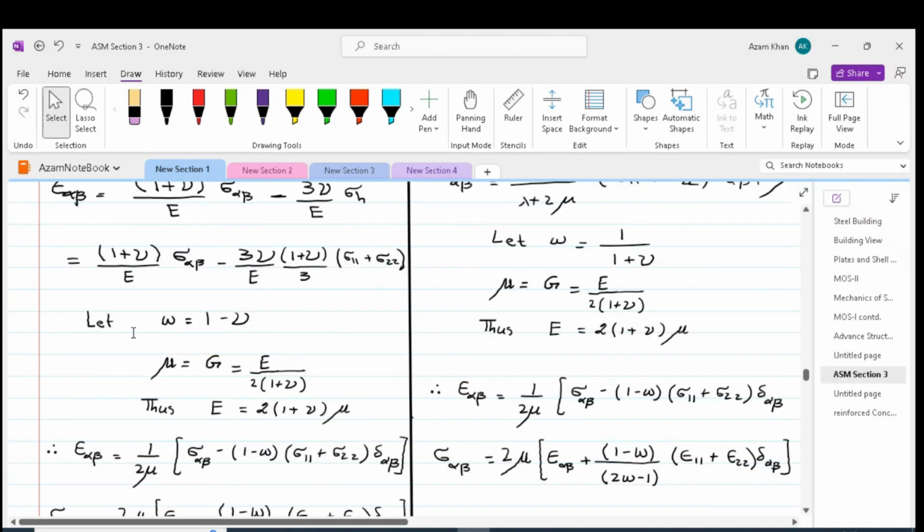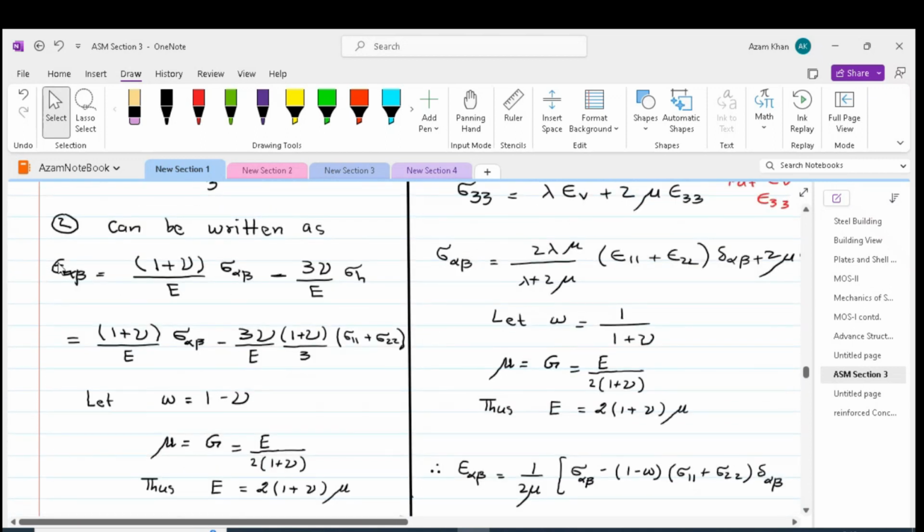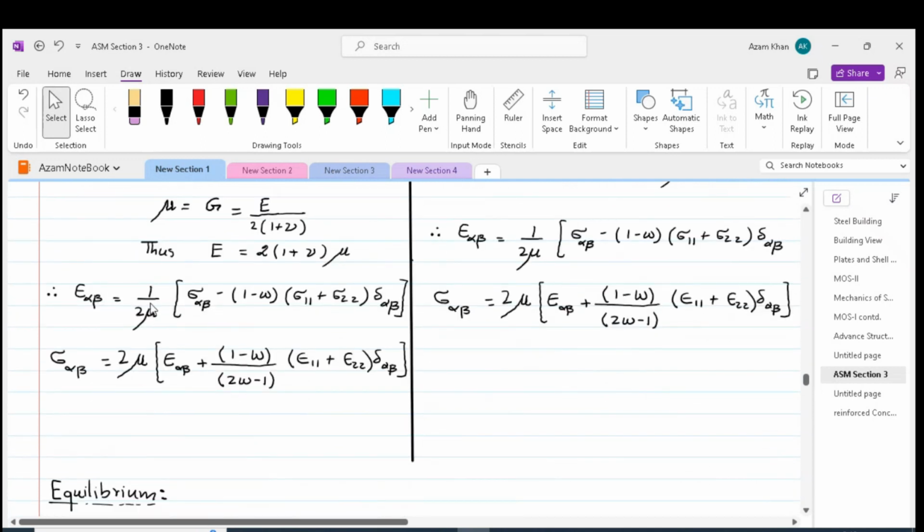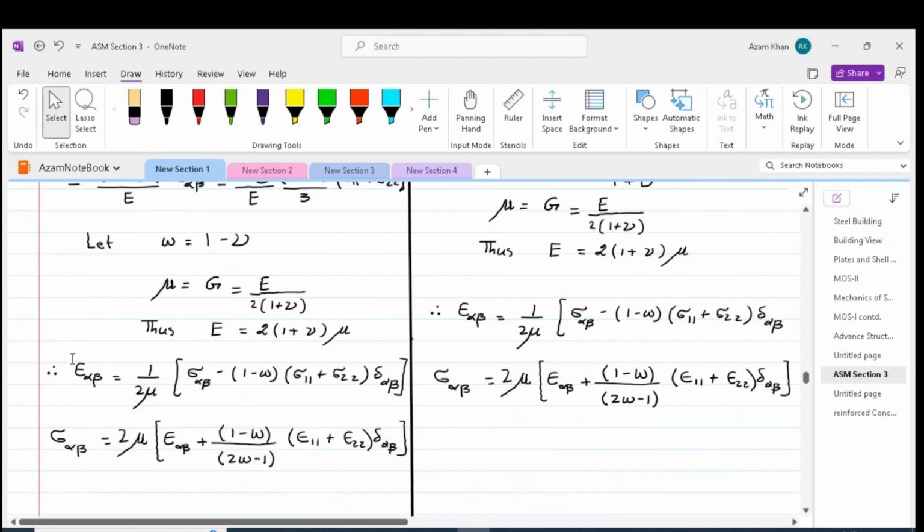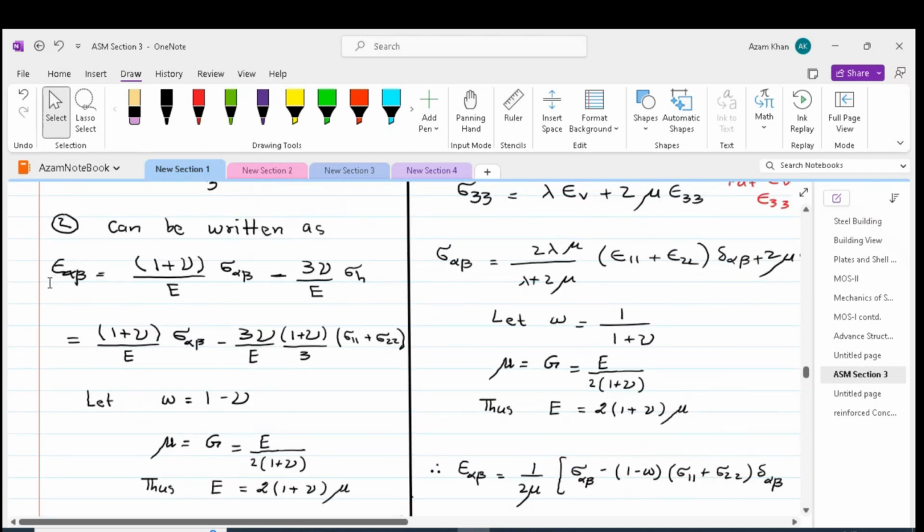We can now write omega equal to 1 minus nu, mu equal to G equal to E by 2 times 1 plus nu in this epsilon alpha beta equation, and we get 1 by 2 mu, big bracket, sigma alpha beta minus, small bracket, 1 minus omega into sigma 11 plus sigma 22 delta alpha beta. This equation has been worked out using these constants in the epsilon alpha beta equation.